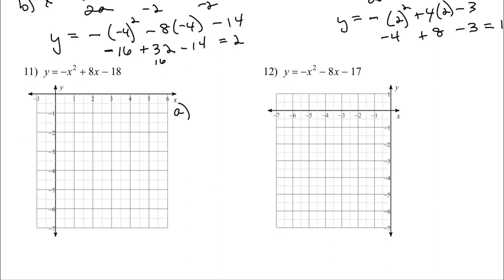So for A, it's going to be down, down, because it's a negative leading coefficient. For B, for number 11, let me just look it up. Hold on one sec. Okay, 11. My vertex is going to be negative 2, and you're going to show me y. And my y-intercept is going to be negative 18, and you're going to plot this.